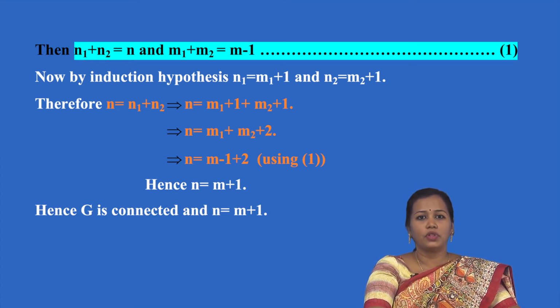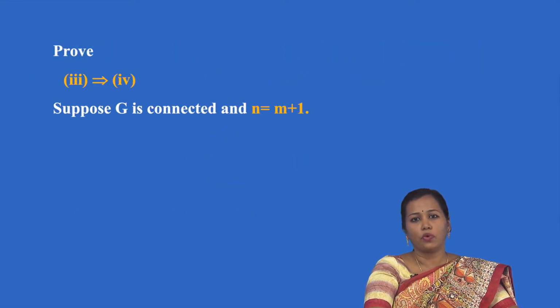Now, by induction hypothesis, n1 is equal to m1 plus 1 and n2 is equal to m2 plus 1. Therefore, n is equal to n1 plus n2, which implies that n is equal to m1 plus 1 plus m2 plus 1. This implies that n is equal to m1 plus m2 plus 2, which in turn implies that n is equal to m minus 1 plus 2, using equation 1. Hence, n is equal to m plus 1. Therefore, G is connected and n is equal to m plus 1. Now, we shall prove that 3 implies 4.